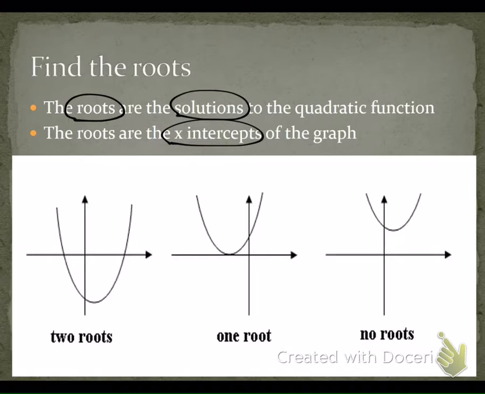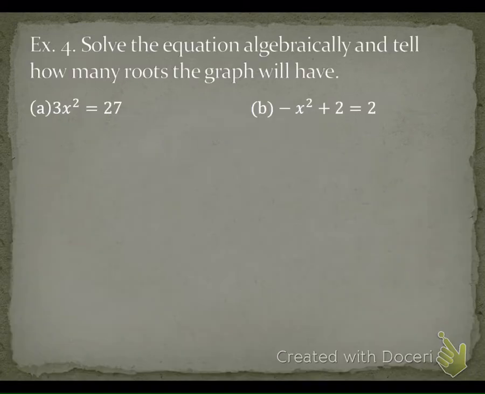So when we solve this algebraically, we are simply going to solve for x. What do we need to do first on letter A, Peyton, in order to begin to solve this algebraically? We've got to get x squared by itself. So how are we going to do that? Good. We're going to divide both sides by 3. Awesome. So we've got x squared equals, what is 27 divided by 3?